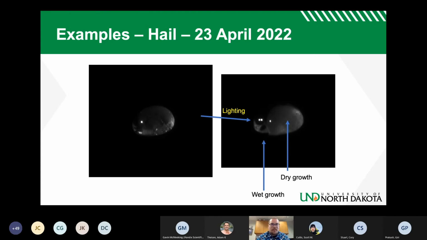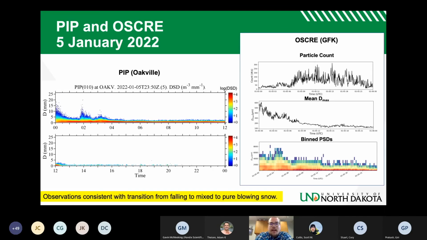And that's part of the fun of open hardware, right? If you come up with a system where you can connect all the parts, people can modify this to fit other objectives. We've also done some comparisons of OSCRE against other hydrometeor imagers. I'm running low on time, so I'm not going to elaborate on this much, other than we see pretty good agreement between the two. So we think we're on the right track.